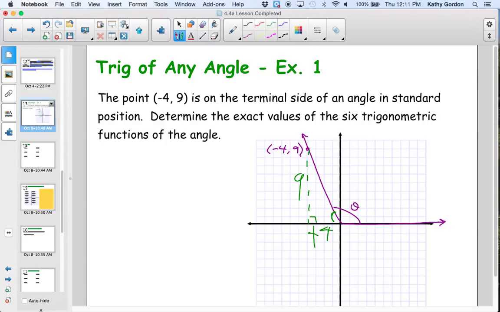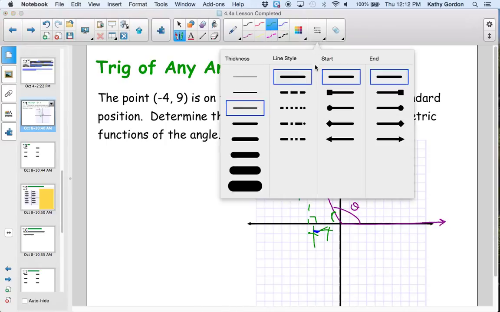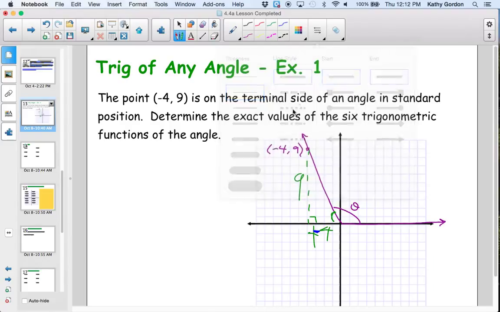So distance-wise, it is a distance of 4. However, because of the direction we had to go to get that 4, I do want you to consider it as negative for the moment. Our other leg is going to be 9. So what is the other piece that we need? The hypotenuse. How are we going to find that?